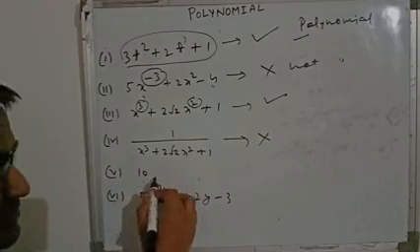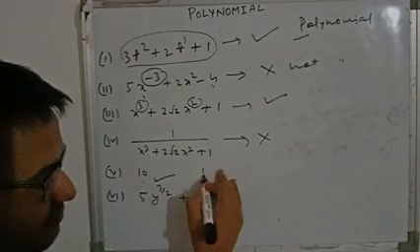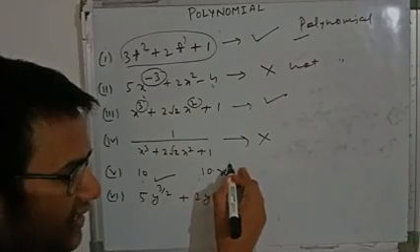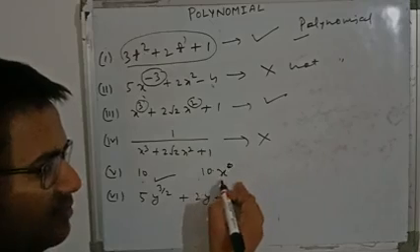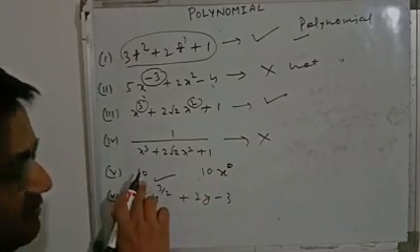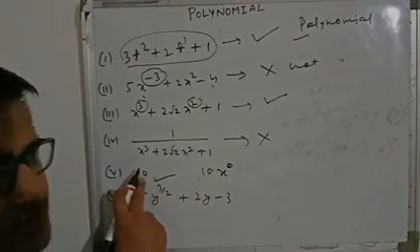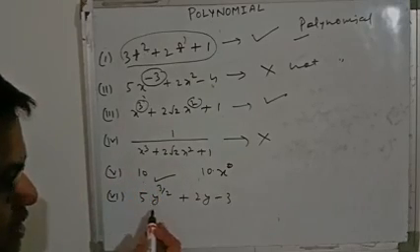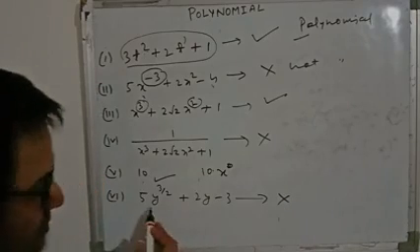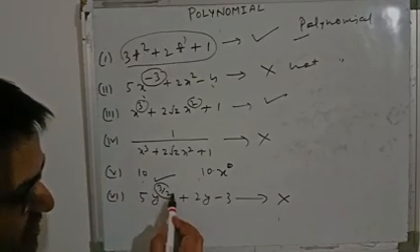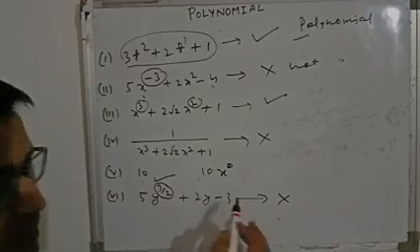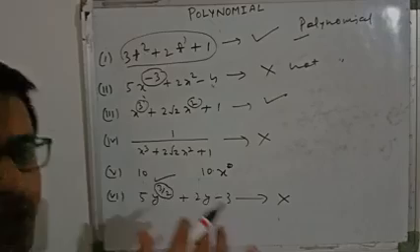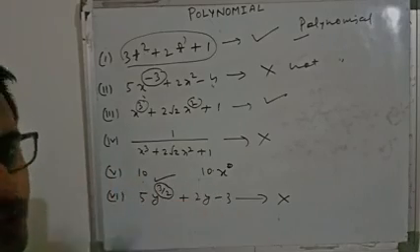This 10 is called a constant polynomial. According to the indices rule, you can write 10 times x to the power 0. Any number to the power 0 is 1. So this is a constant polynomial. That I will discuss later on. And this is not a polynomial. Why? Because the power of the variable is a fraction, 3 by 2. So it is not a polynomial. In this way you have to identify polynomials or non-polynomials.